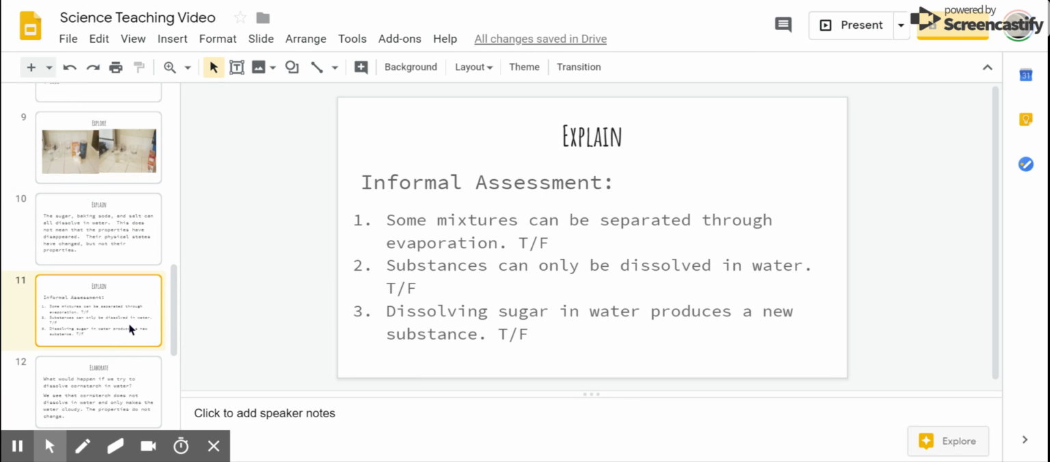I will then create an informal assessment that requires the students to show their understanding. It will be a combination of 3 questions. The first question is some mixtures can be separated through evaporation, true or false? Substances can only be dissolved in water, is that true or false? And the last one is dissolving sugar in water produces a new substance. Is that true or false?